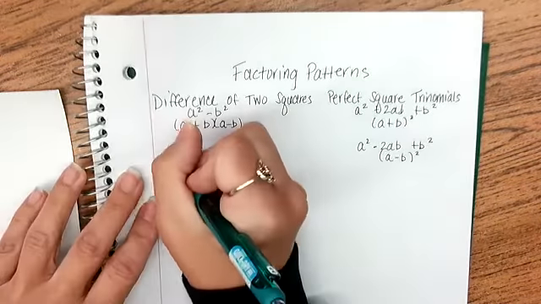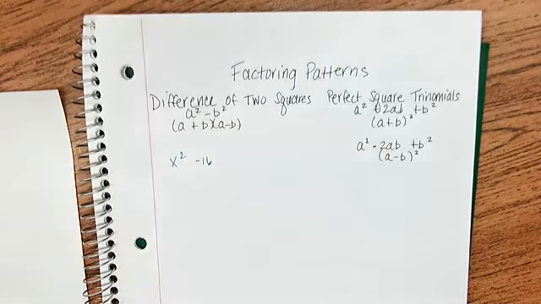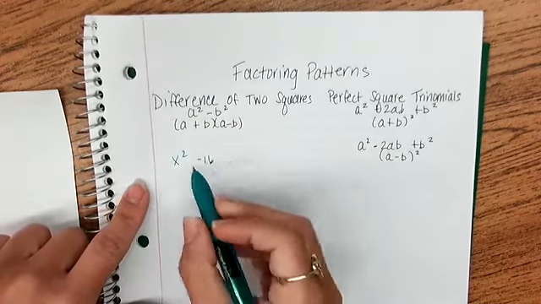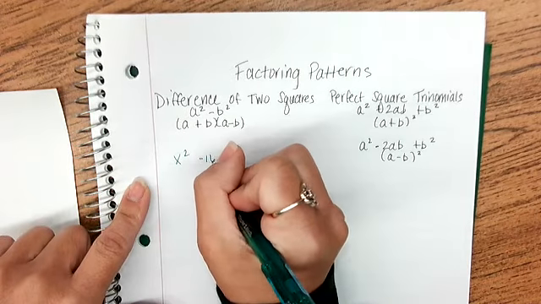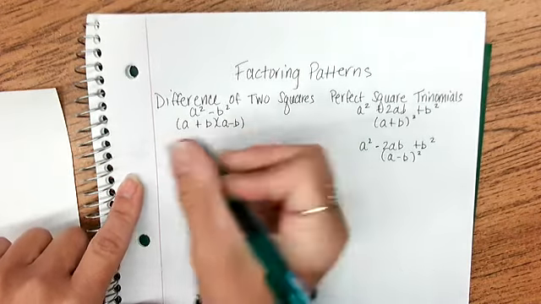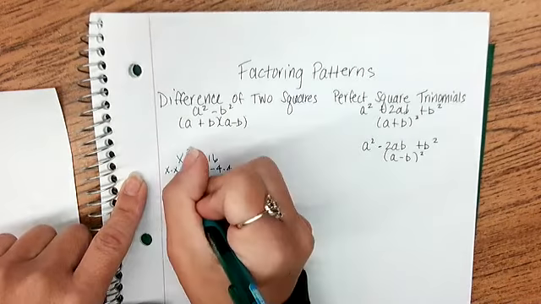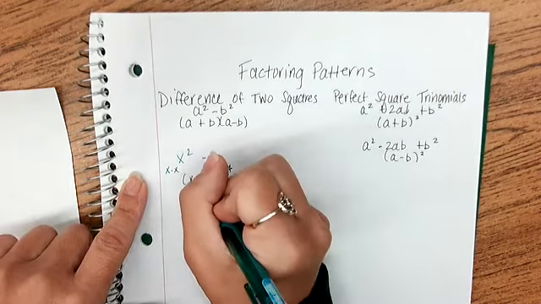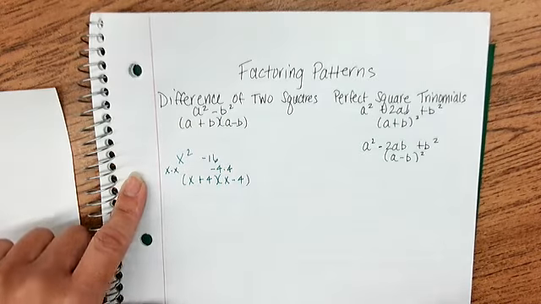Let's look at an example. x squared minus 16. x squared is a square. 16 is a square. Negative 16 is negative 4 times 4. x squared is x times x. So this factors as x plus 4 times the quantity x minus 4.